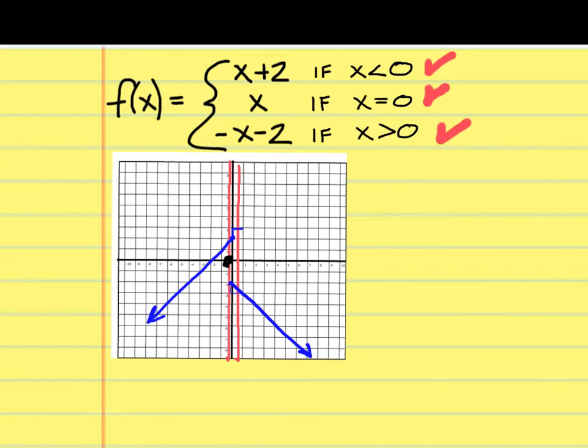Notice that you had x plus 2, here it is, but it can't go across 0 because it's got to be less than 0. X is just 0, so you put a dot on 0. And negative x minus 2 if it's greater than 0. So we made this line, but we can't take it across 0 into the left because that would be less than 0. It says greater than 0.